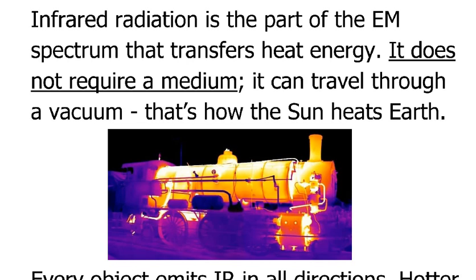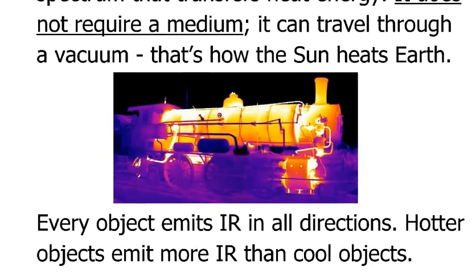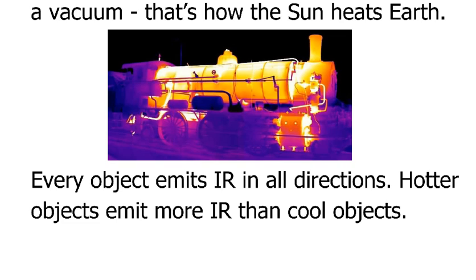All right, in order for infrared radiation to travel from one place to another, it does not require a medium. It can travel through a vacuum. In fact, that's how heat gets to us from the sun. It travels through the vacuum of space where there is no air, and it heats up the Earth when the Earth absorbs that radiation. Okay?